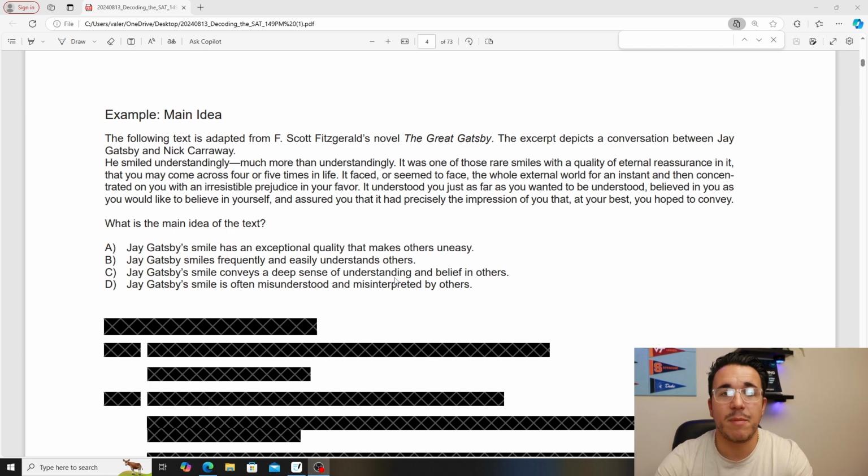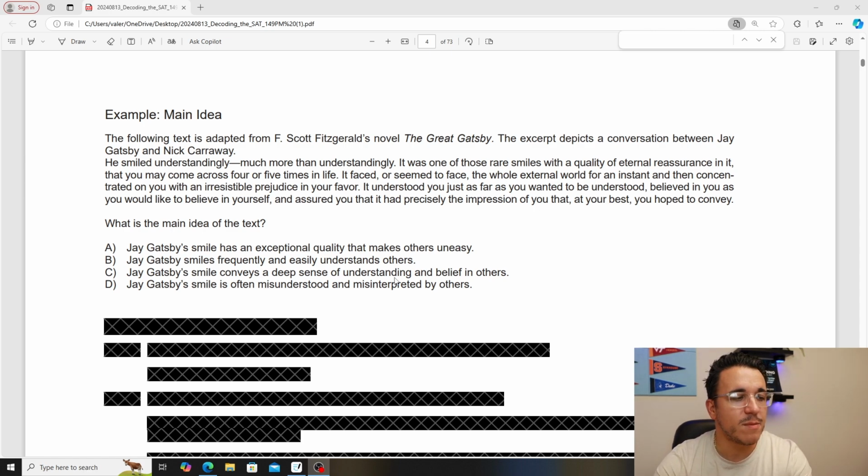Now that is an example of the half right, half wrong answer. The first part was exactly what I was thinking. But then that second part, it doesn't make them uneasy. It makes them feel sure of themselves. It makes them feel confident. We're going to get rid of that one. That's a half right, half wrong. B, Jay Gatsby smiles frequently and easily understands others. Now, this was more about the effect his smile had on other people. So I don't know if that one's correct. I think it's probably wrong. Let's leave that for now.